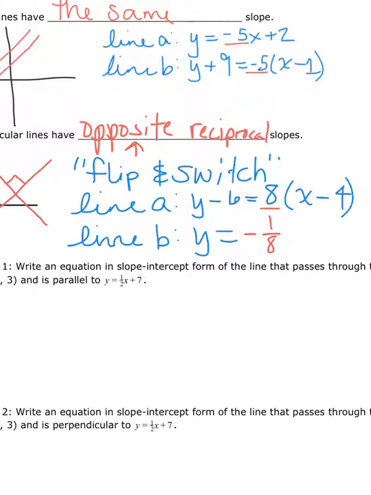Times, oh, wait. x, I don't know, plus 9. It doesn't matter what our y-intercept is, we're just looking at those slopes, right? So if your slopes are opposite reciprocals, like 8 and negative 1/8, then your lines are perpendicular.